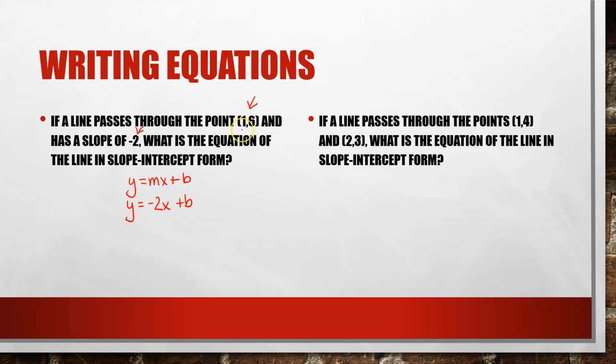If I plug in the coordinates of that point for my x and y, I can solve and get my b. So I'm going to plug in 6 where the y is and 1 where the x is, and I'm going to solve for b. 6 equals -2 plus b. If I add 2 to each side, I know that my b is 8. So I keep the slope I was given in the problem, so y equals -2x, and I put in the b that I just solved for, which is 8.